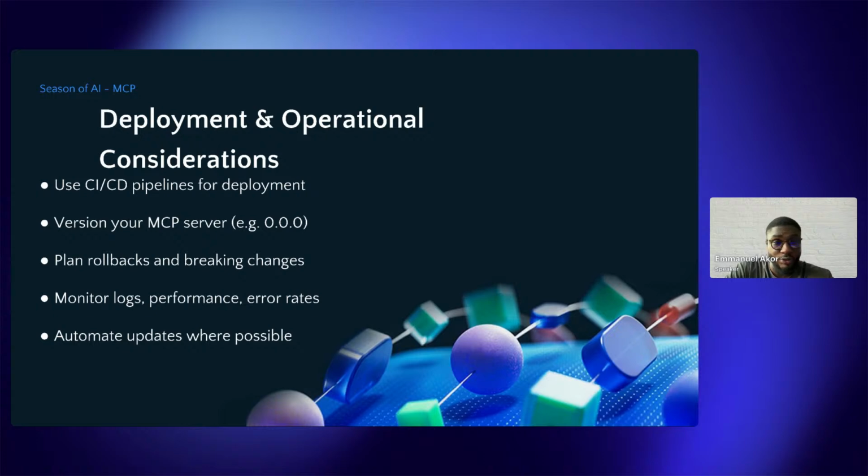Once your MCP server is ready, treat it like any other production service once you are deploying to the cloud. Use automated pipelines like a CI/CD pipeline for deployment. Also, you have to version it properly, like the example I gave, 0.0.0. In a software release, we have this principle with three numbers: the first zero is for major, the second zero is for minor, and the last zero is for patch. So let's say your version one can be 1.0.0. If you have any patch to that version one, you just do 1.0.1. If you have a minor release, it will be 1.1.1, like that.